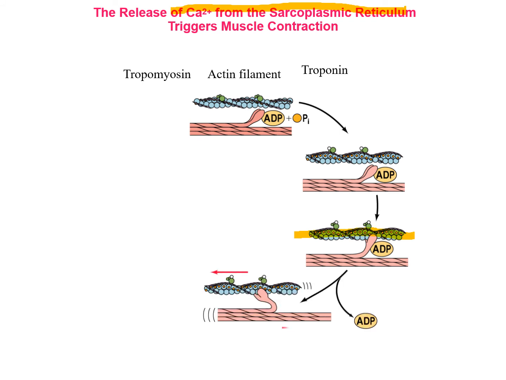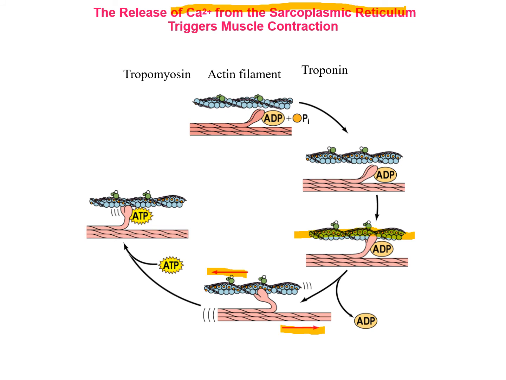You get a ratcheting movement along of the strands, overlapping more. That's what these arrows are suggesting. That's shortening of the muscle because the thick and thin filaments are running past each other, overlapping.